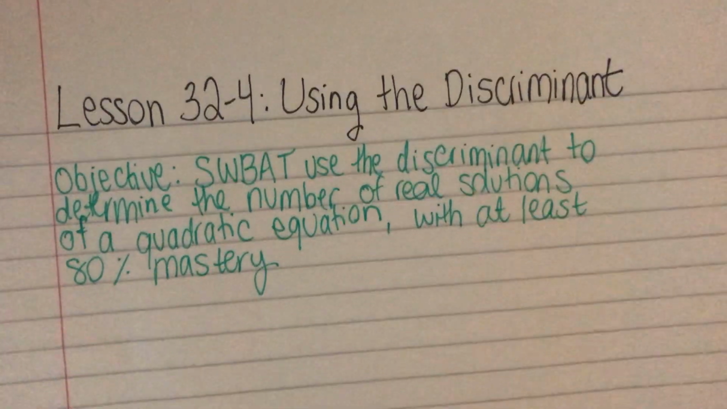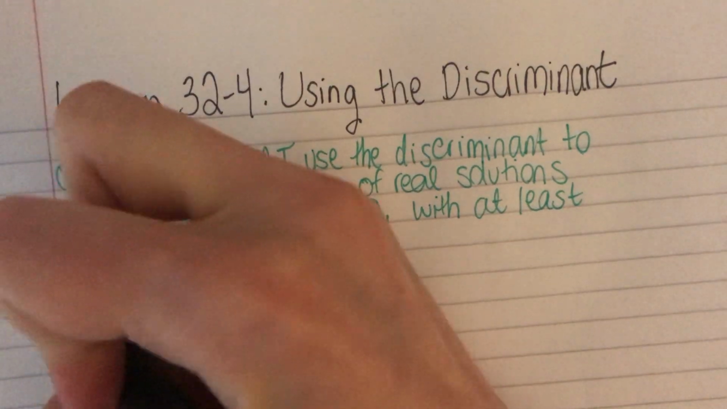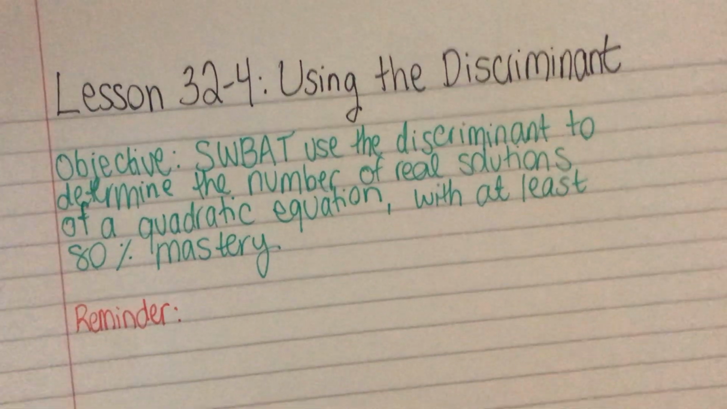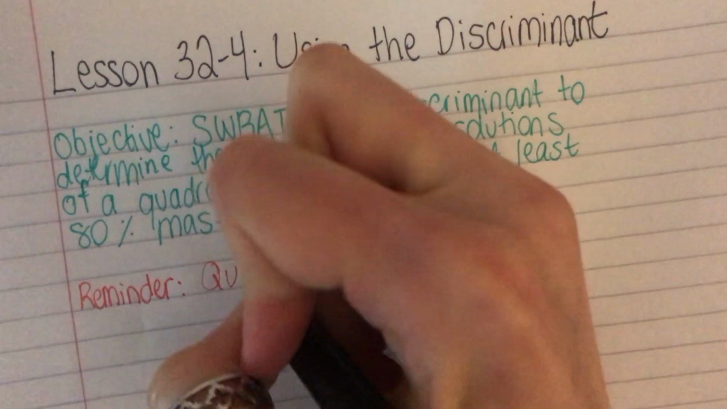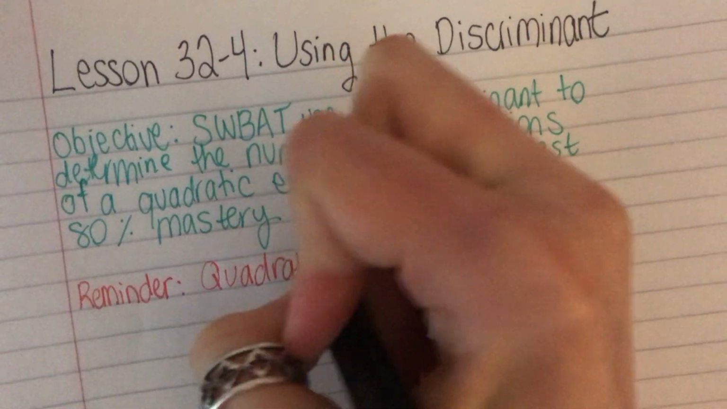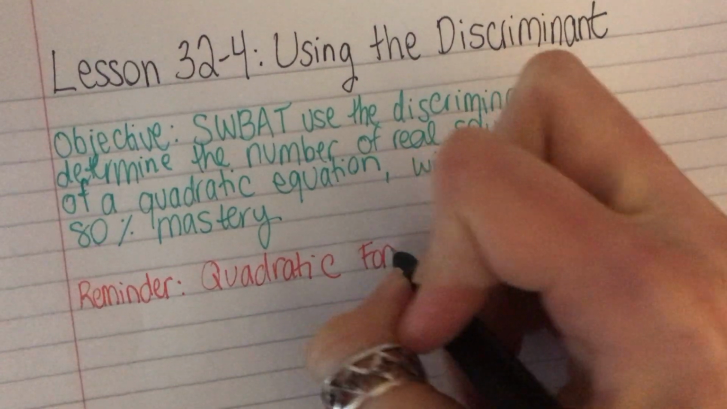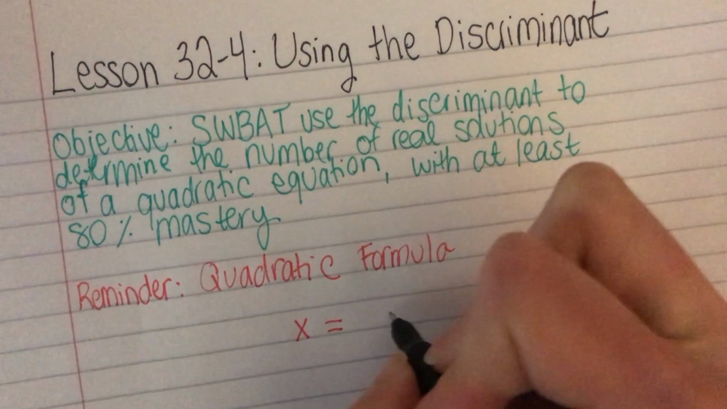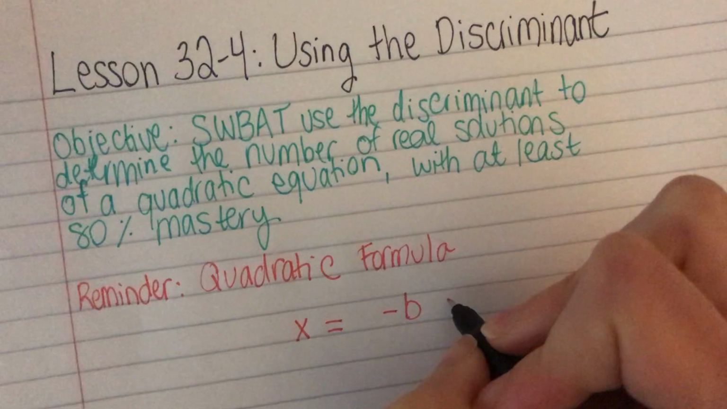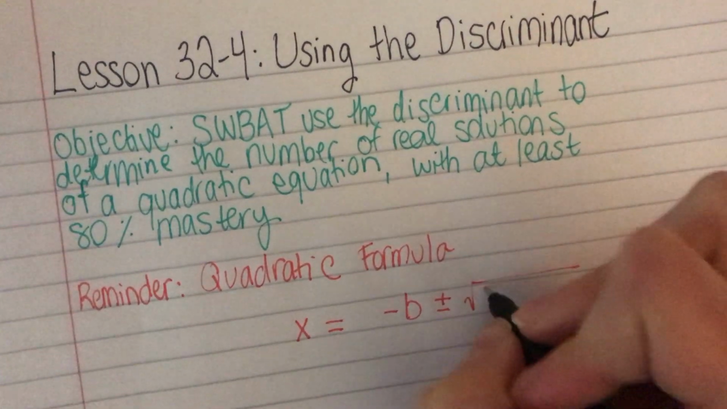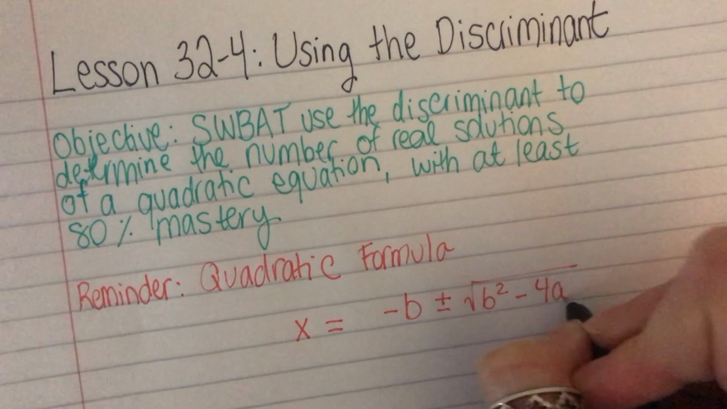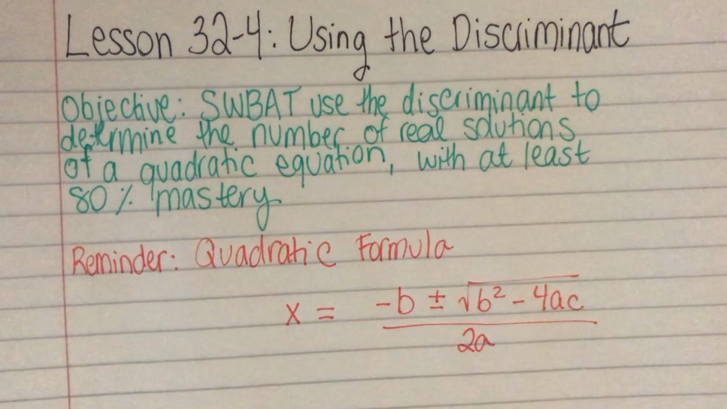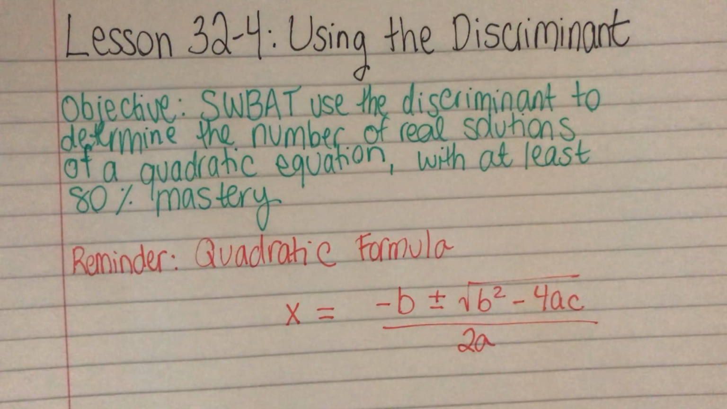So first, let's give a quick reminder of what we did yesterday with Miss Babs. Yesterday she discussed how we use the quadratic formula. If you remember, the quadratic formula simply looks like this: x is equal to negative b plus or minus the square root of b squared minus 4ac, all of that over 2 times a.